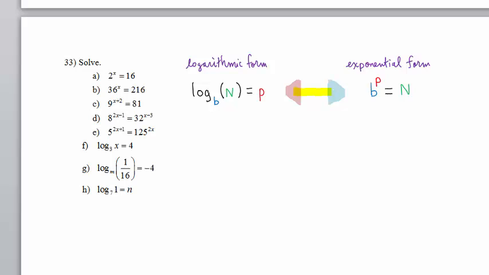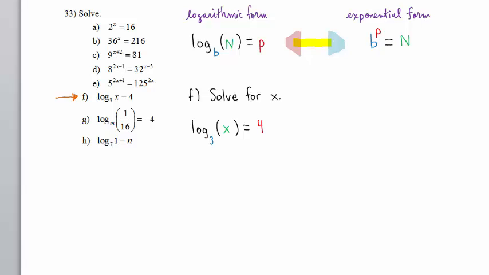Now, if you have watched some of the other videos that I've done, you'll remember that to work with logarithmic equations, it is sometimes best to convert them into exponential form or exponential equations and find the solution or make the computation after converting to the exponential form. That's what we're going to do in parts F, G, and H.